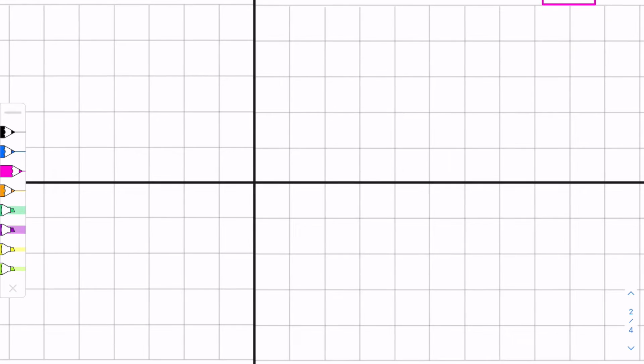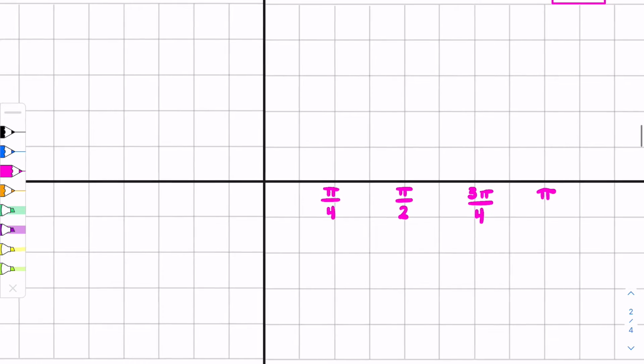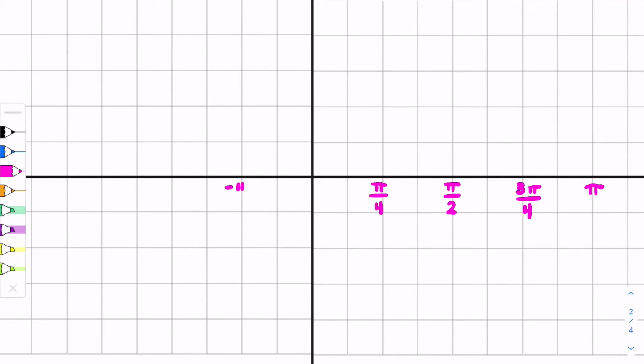So labeling this on the coordinate plane, I'm going to label my increments increasing by pi over 4, or increasing by 1/4 if you think of it that way. I'm actually going to leave myself some room, so let's start with pi over 4. If we add 1/4 to that, we're at pi over 2. Add 1/4 to that, 3 pi over 4. Add 1/4 to that, you're at pi. Now I'm going to label these same points, but I'm going to move in the negative direction. So negative pi over 4, negative pi over 2, negative 3 pi over 4, and negative pi.